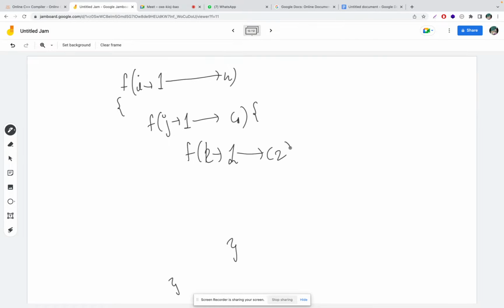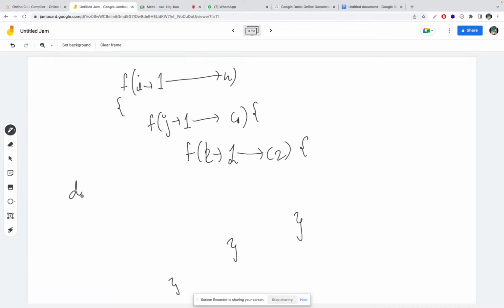So, one loop I will run from 1 to n. Another loop J will run from 1 to C1, and then K will run from where to where? Can anyone tell me? 1 to C2. Very good. K from 1 to C2. Guys, are these three nested for loops clear? Yes or no?